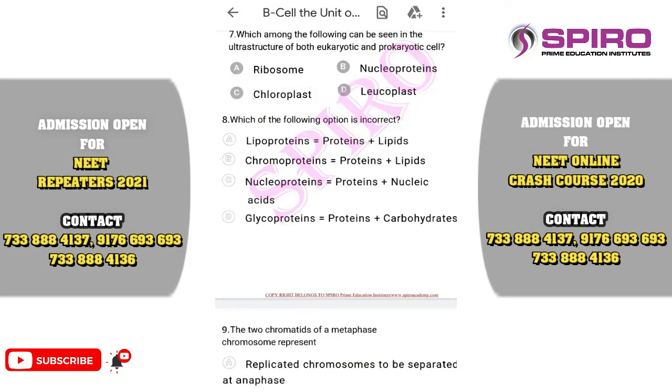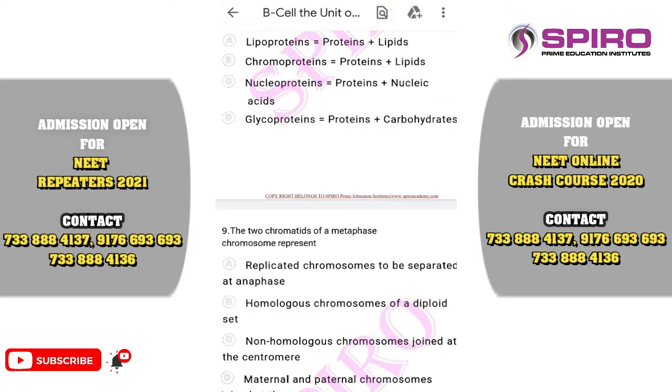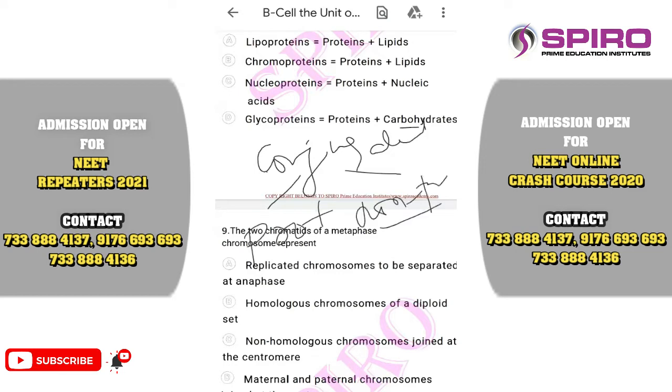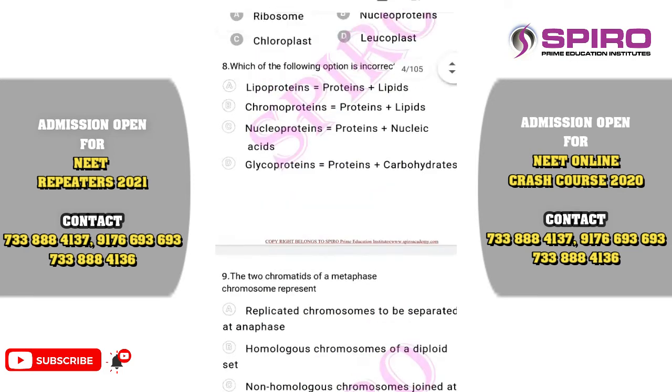The next question, question number 8: which of the following options is incorrect? Lipoprotein, chromoprotein, nucleoprotein, and glycoprotein are conjugated proteins. Conjugated protein has the protein part and non-protein part. In case of lipoprotein, the non-protein part is lipid. It is correct. In case of chromoprotein, the non-protein part is not the lipid. It is incorrect. The non-protein part is the heme, right? Hemoglobin, heme, the colored part. So it is the incorrect option here. The nucleoprotein, where the non-protein part is the nucleic acid, is correct. And glycoprotein, the non-protein part is the carbohydrate. Dear student, here the question is about the incorrect option. So the correct answer is option B, chromoprotein.